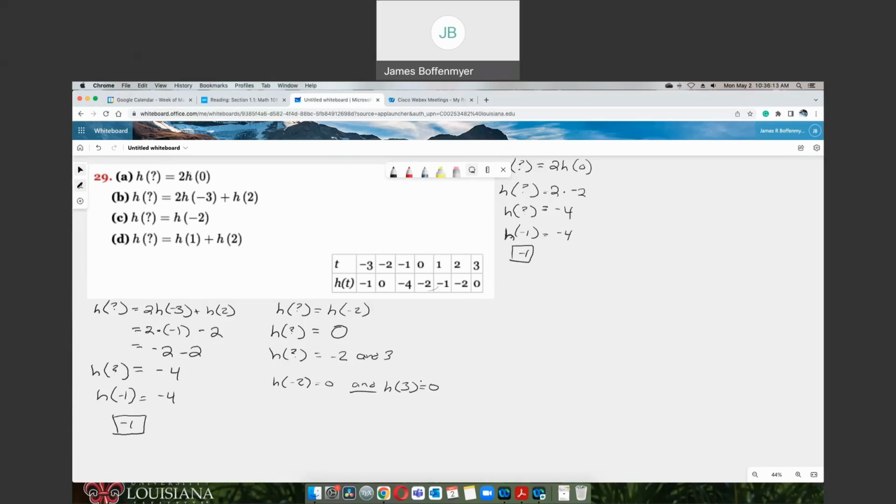Now for part D: h of question mark equals h of 1 plus h of 2. When we look at the t value of 1, the corresponding h value would be -1. The t value of 2 is this guy right here, and the corresponding h value would be -2. So we have -1 plus -2, which gives us -3.